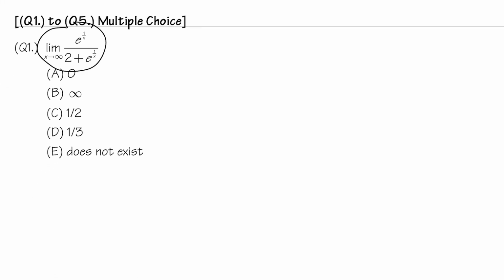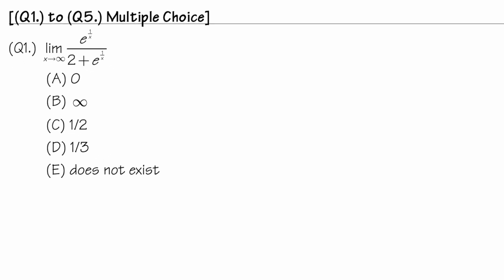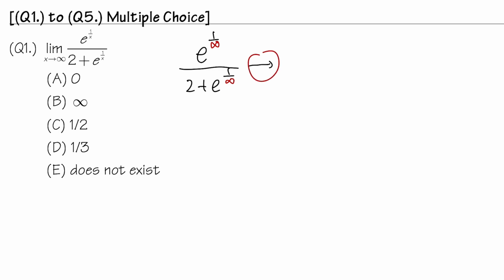We have this limit. The limit as x approaching infinity of this function, and you should pause the video and try the questions before you watch the solution. Alright, here we go. First, let's just go ahead and plug in infinity into all the x's and see what happens. So we have e to the 1 over infinity, and then we have over 2 plus e to the 1 over infinity. If we can draw conclusions along the way, that would be great, and hopefully we don't run into any indeterminate forms. And notice that I'm putting down an arrow right here because we are doing limits.